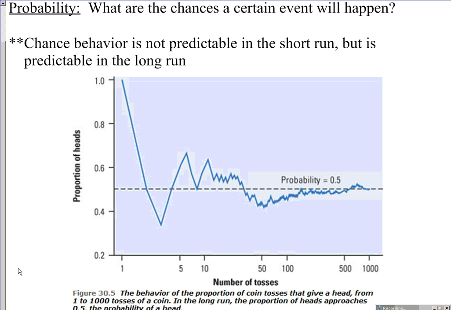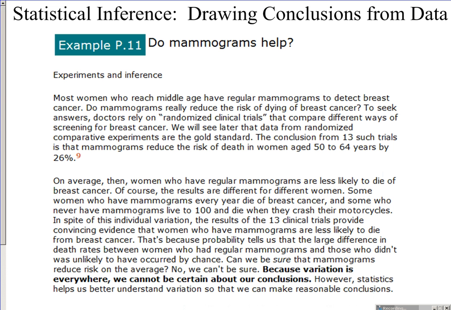And that's a good example of how chance behavior is not predictable in the short run, but is predictable in the long run. In other words, if I flip a coin 3 times, or I should say 4 times, it's not always going to come up heads twice and tails twice. In fact, it would not be unreasonable for me to get 4 straight heads, okay, because probability is predictable in the long run, not necessarily the short run.